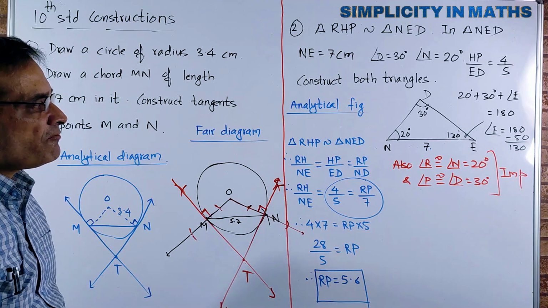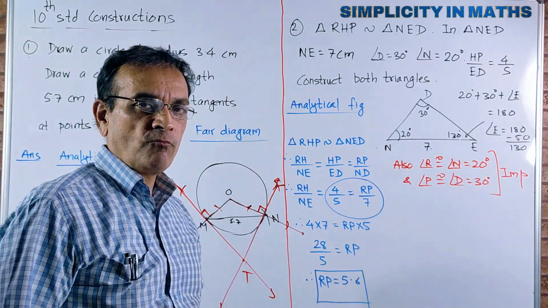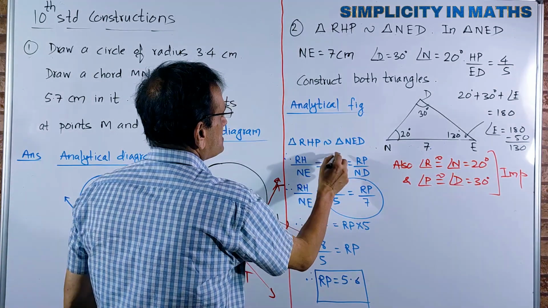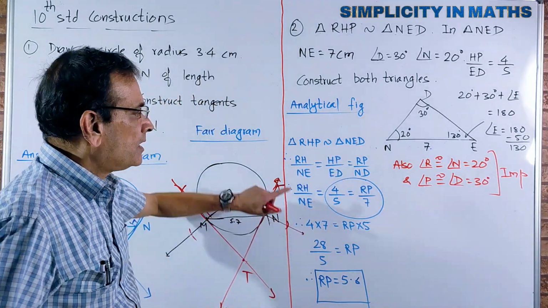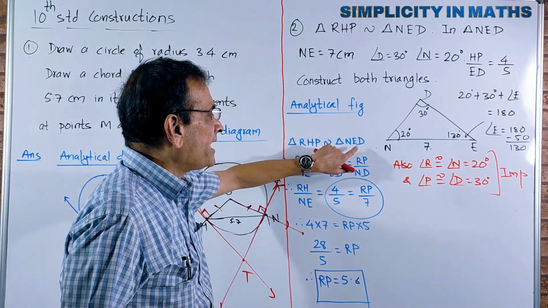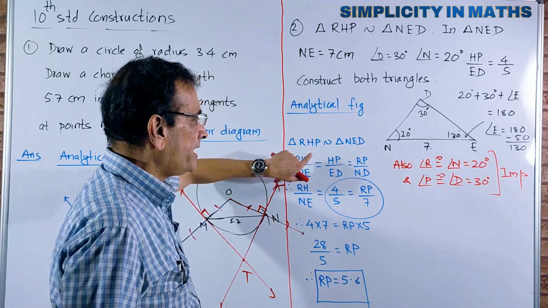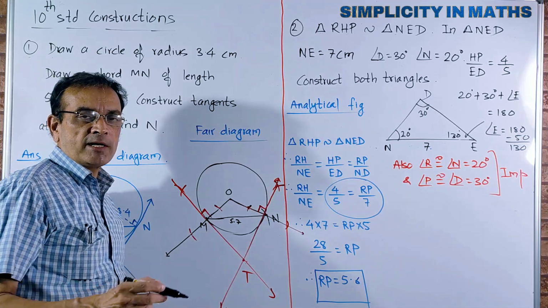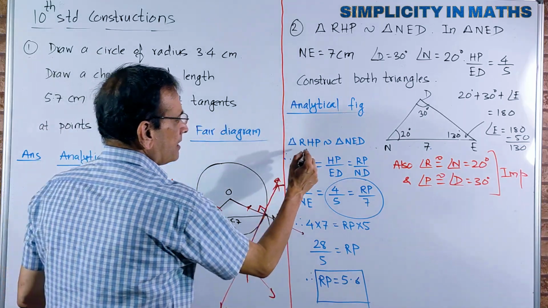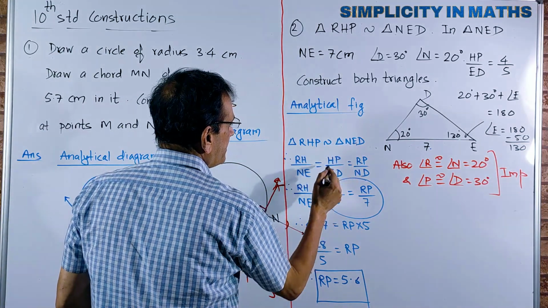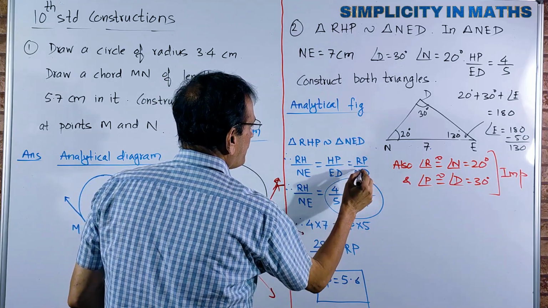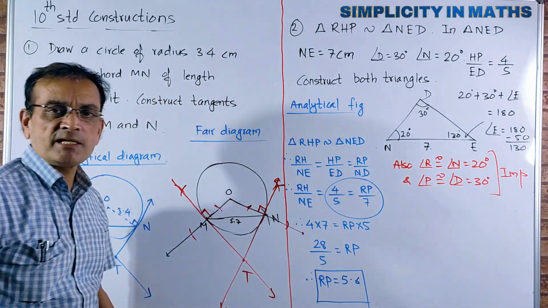अभी calculation में what can be done? What can be done in the calculation? The sequence is given to us. Triangle RHP similar to triangle NED. Okay, it's given. So let us write corresponding sides of similar triangles. RH upon NE equal to HP upon ED is equal to RP upon ND. CSST.